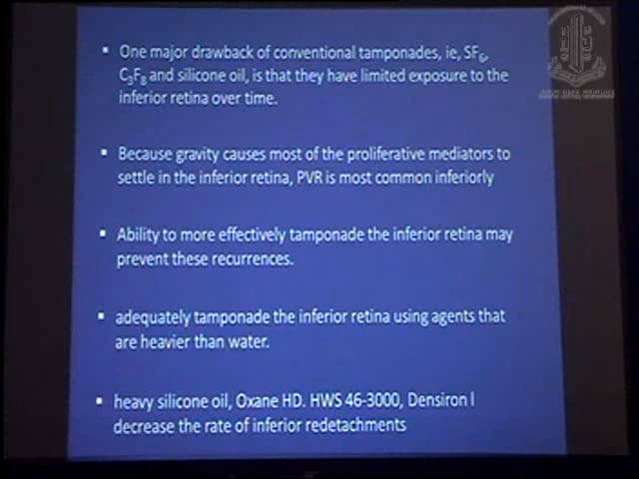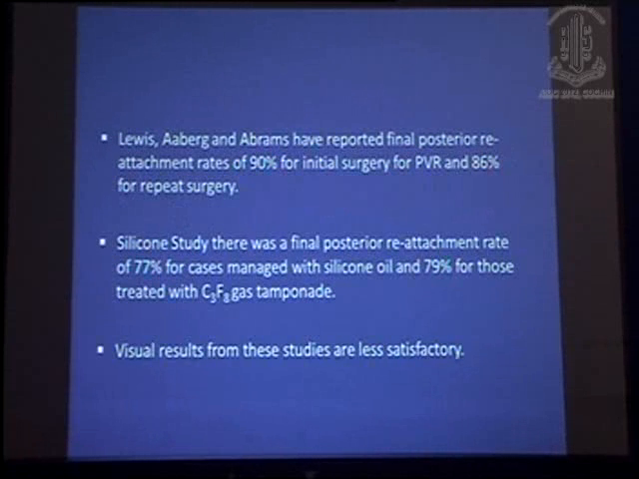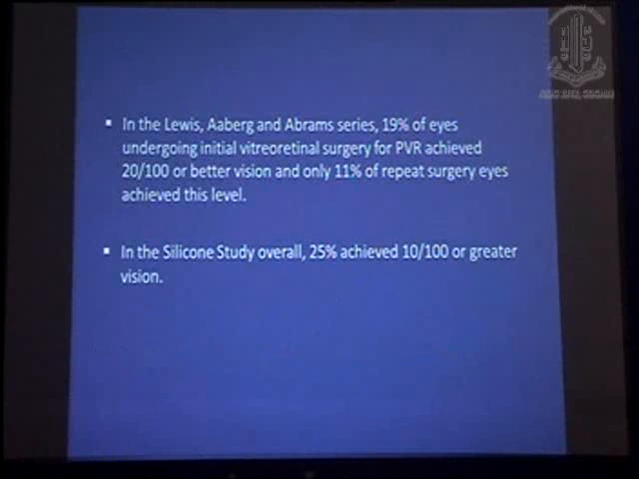Now, because gravity causes most of the proliferative mediators to settle in the inferior retina, PVR is most common inferiorly, in the meniscus between the silicone oil and the retina. The ability to more effectively tamponade the inferior retina may prevent these recurrences by using heavier oils. Studies on the use of silicone oil after vitrectomy in eyes with PVR have reported a high rate of retro-oil epiretinal membrane reproliferation, particularly in association with large retinectomies. We'll skip these studies.